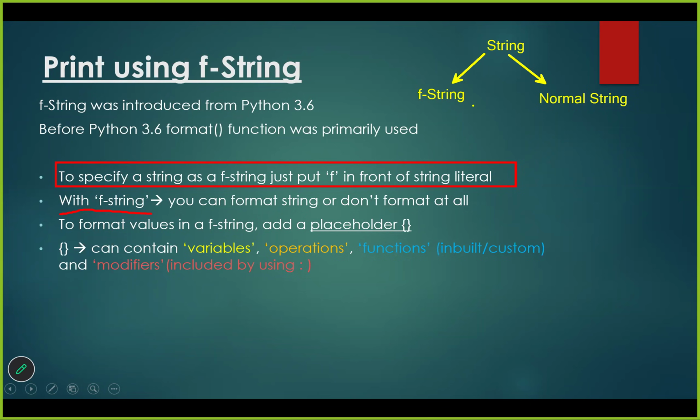So when I'm putting f string, I'm putting f string to format the string. If I'm putting f in front of the string, I have an option to either format it or not format it. Both options I have. But a normal string, I cannot format it, right? I can format it using the format method, right? Something like this. So that's what it means: with f string, you can format a string or not format it at all. And to format a value in f string, add a placeholder.